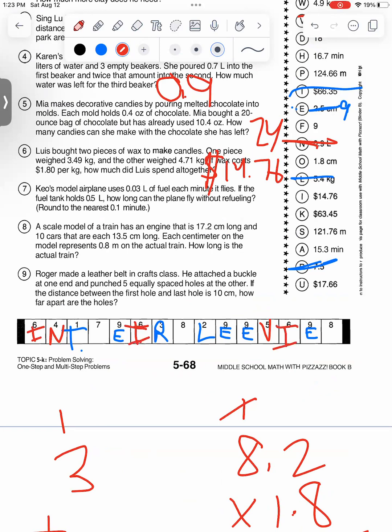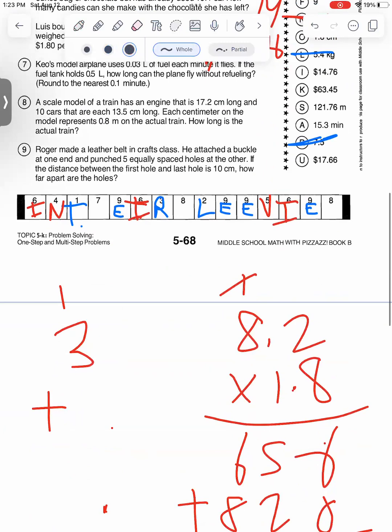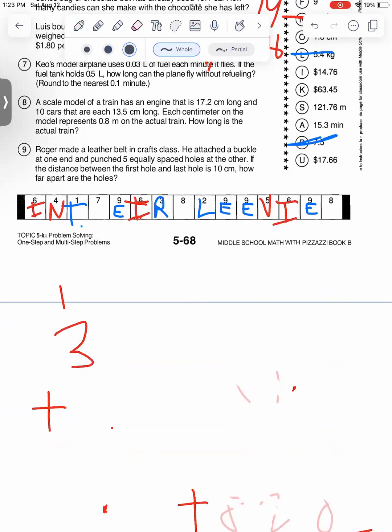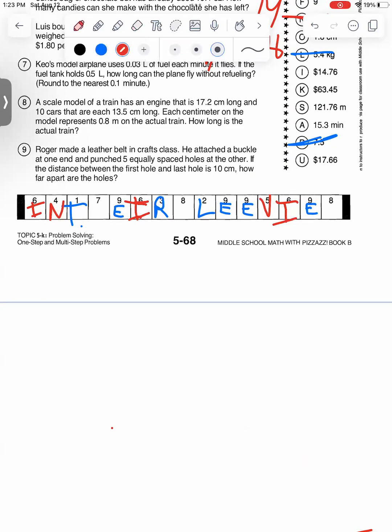Okay. 7, Keogh's model airplane uses 0.03 or 3 hundredths liter of fuel each minute it flies. If the fuel tank holds 0.5 liters, how long can the plane fly without refueling? We're going to round to the nearest tenth of a minute. Okay, so basically, we have that he has 0.5 liters of fuel, right?